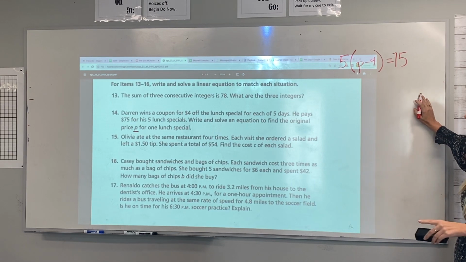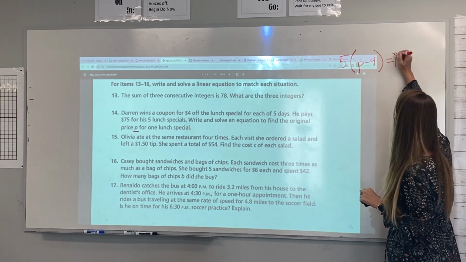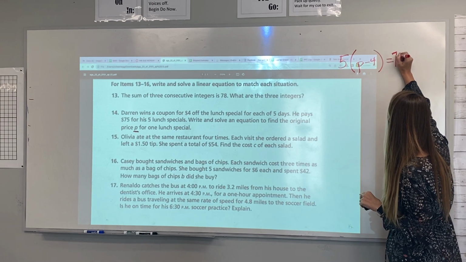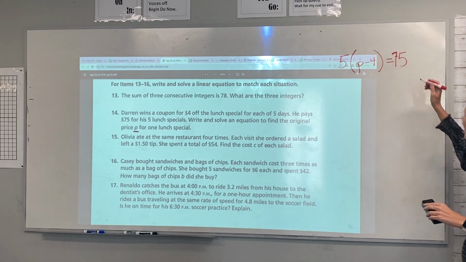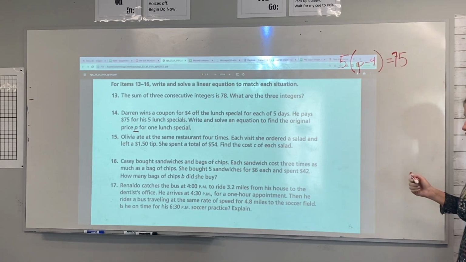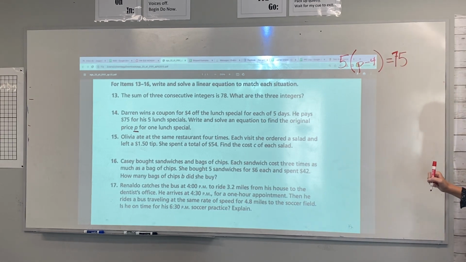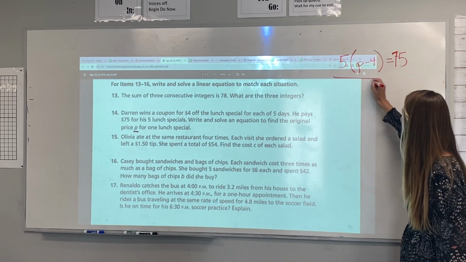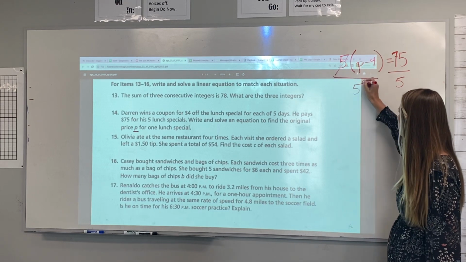I love your question. Tell me where you see a 15. Oh, that's 75. Oh, I'm sorry. I thought it was a 14. Now your question makes a lot more sense. I just wrote a 7 in a really sloppy way. Sorry about that. Okay. So, once again, we're going to divide by 5 on both sides to start solving for p.